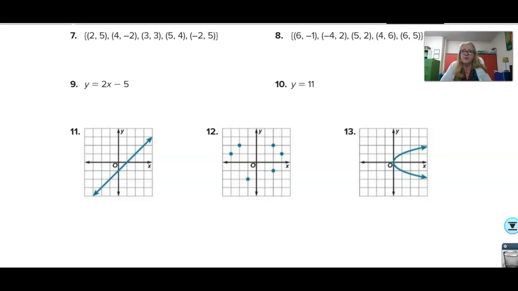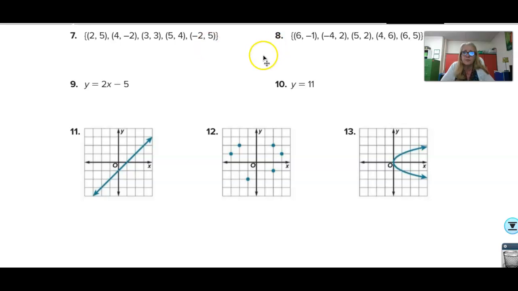Same thing with these. You want to know if they're functions, but now it's a little harder. It's not so laid out. You're looking at the x values and you're looking for duplicates. I see 2, 4, 3, 5, and -2. There are no duplicates for 7, so 7 is a function.